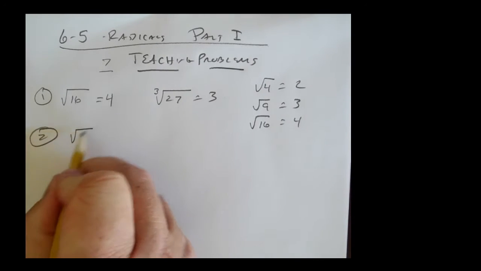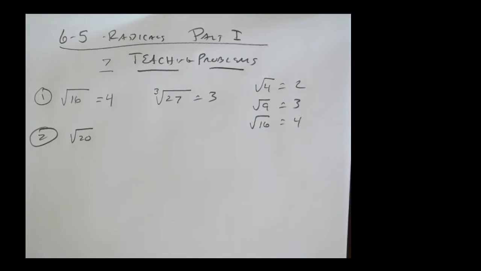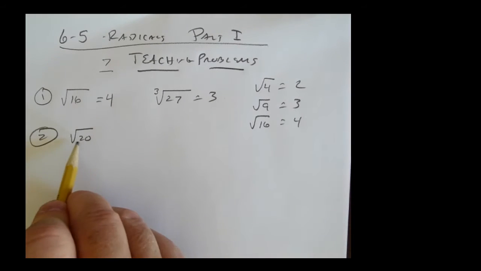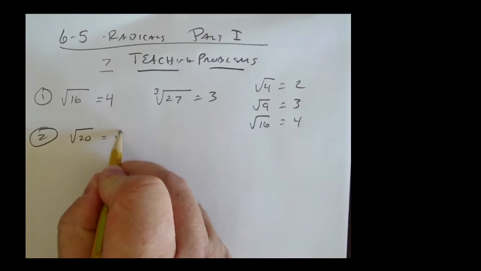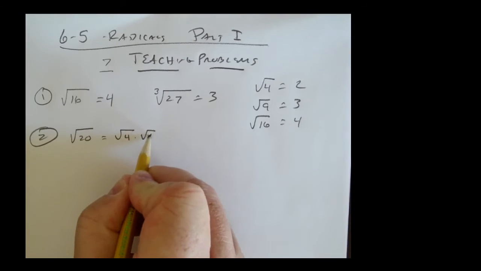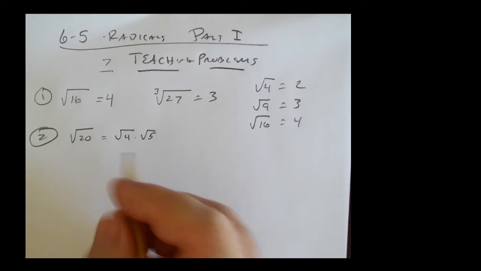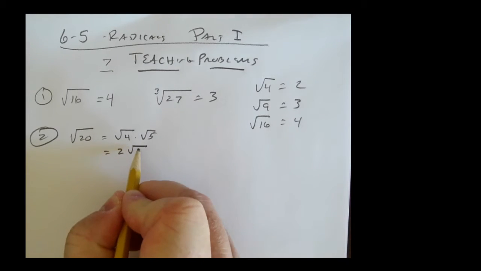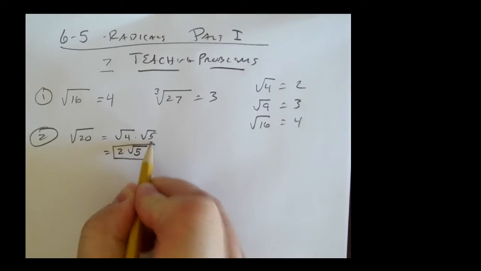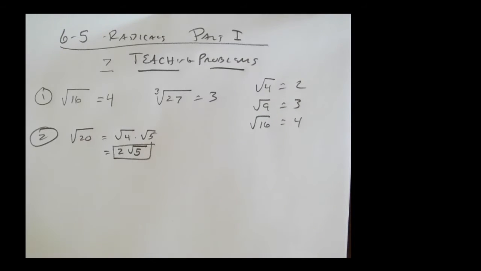Second teaching problem, you should know from Algebra 1 and geometry when you are simplifying radicals, when you have the square root of 20, that is equal to the square root of 4 times the square root of 5. The square root of 4 is 2. And when we simplify that, we get 2 times the square root of 5. So we can leave that there.